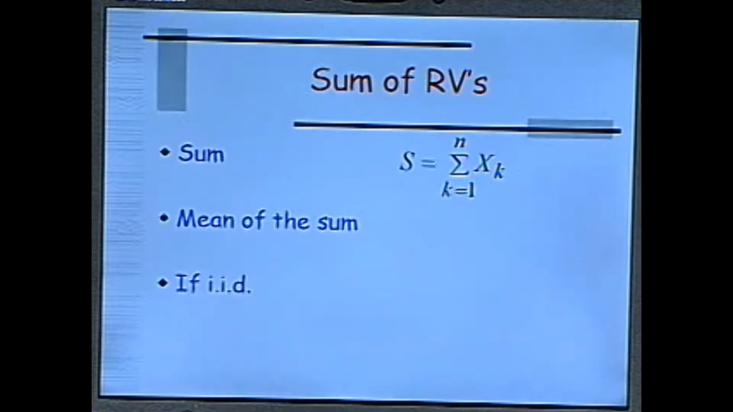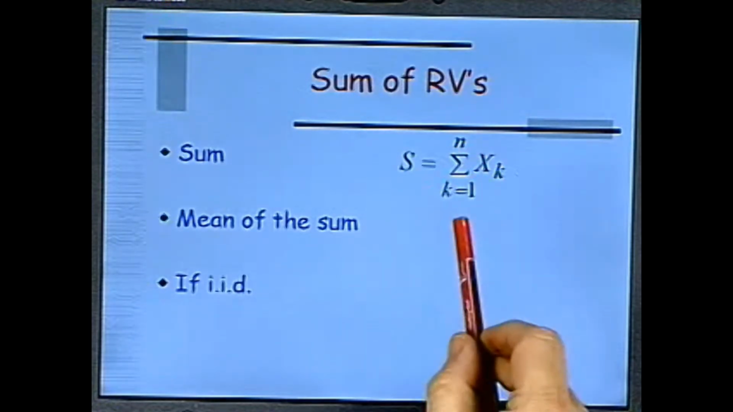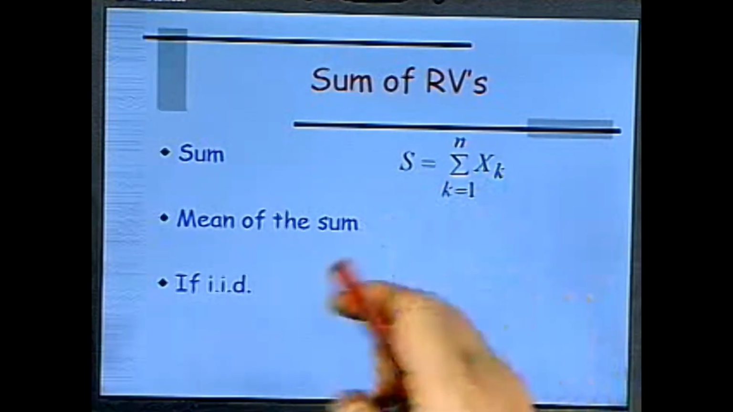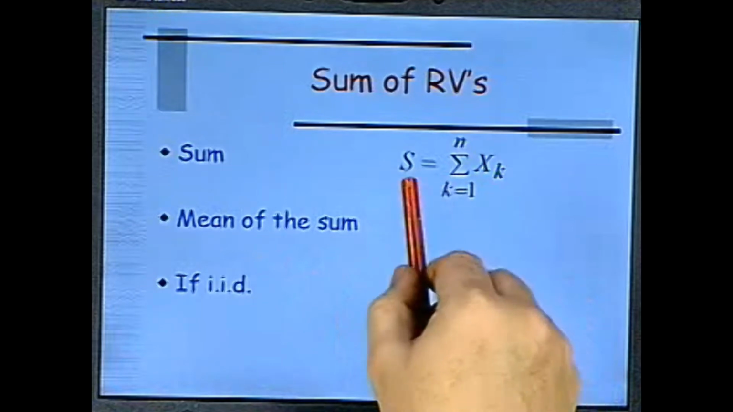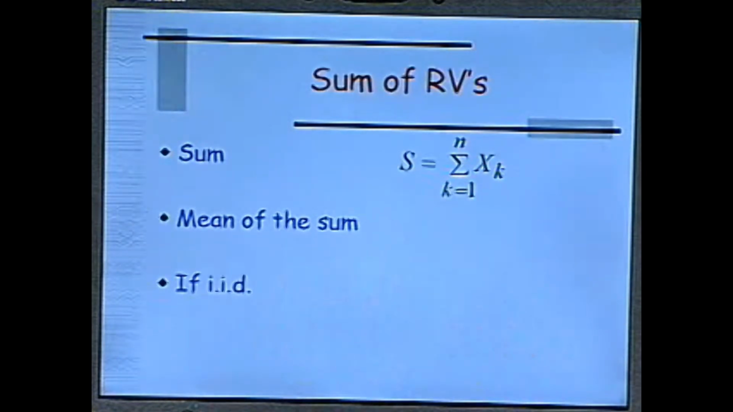Here's the idea of the summation, and this is what we're going to spend this entire chapter on, because believe it or not, it's fascinating. We're going to take a number of different random variables x of k. So this is a vector of random variables that are related in some fashion. We're going to sum them up, and we're going to call that equal to the sum.